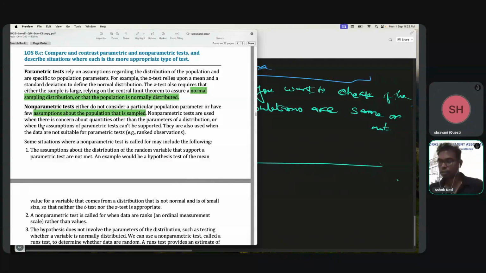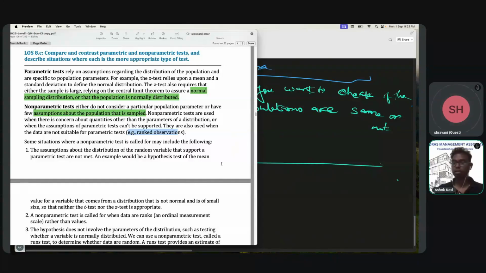Non-parametric tests are used when there is a concern about quantities other than parameters of a distribution, or when the assumption of parametric tests can't be supported. That means it is not normal. They are also used when the data are not suitable for parametric tests, such as ranked observations. Ranked means you are converting data into ranks, and then further you are doing some studies. Basically, in short, you are not working on normally distributed data.